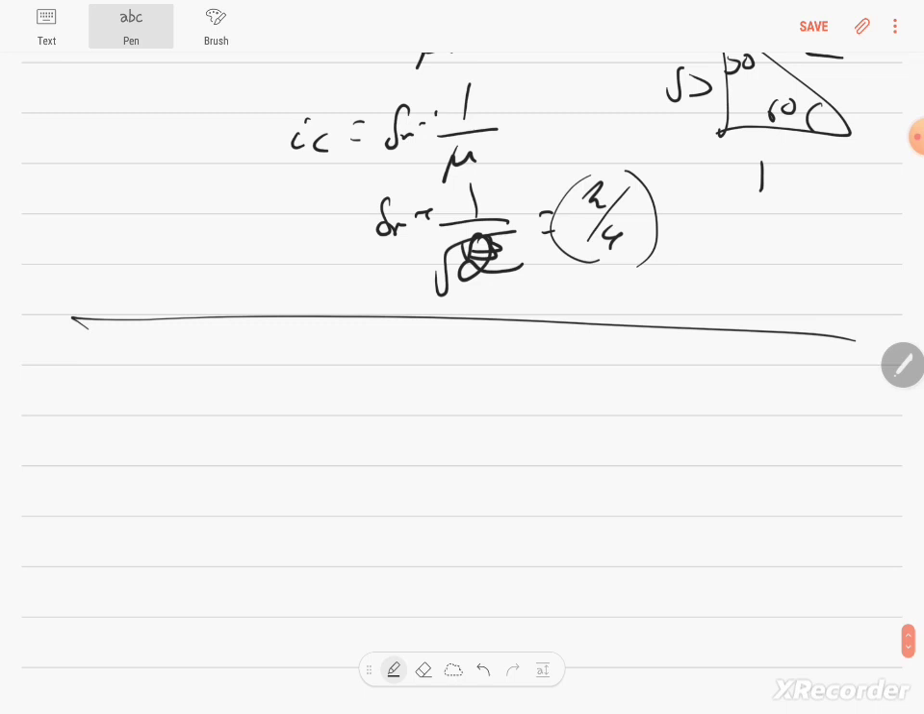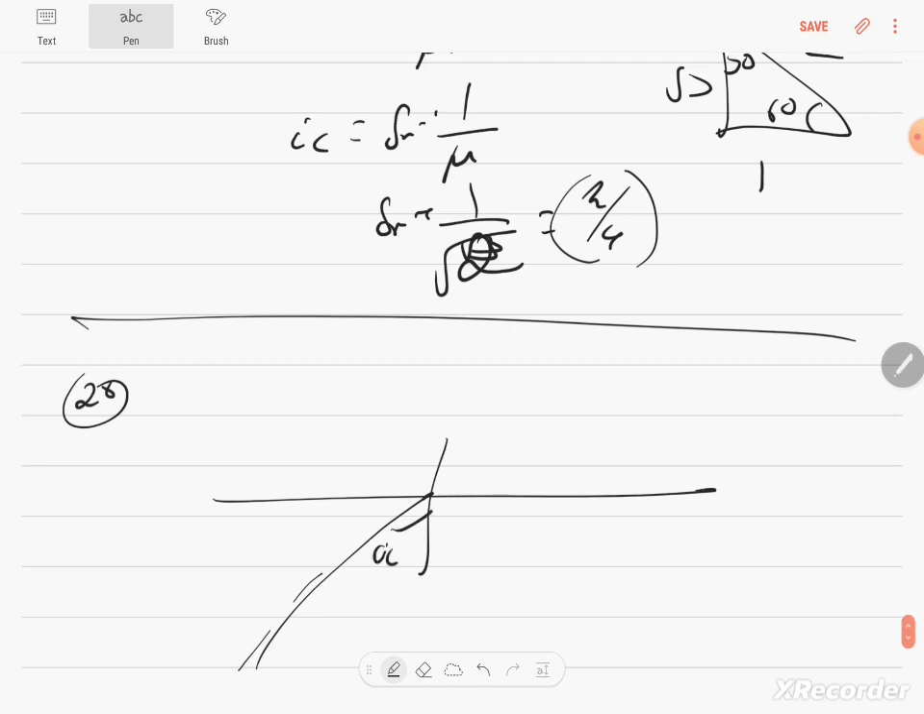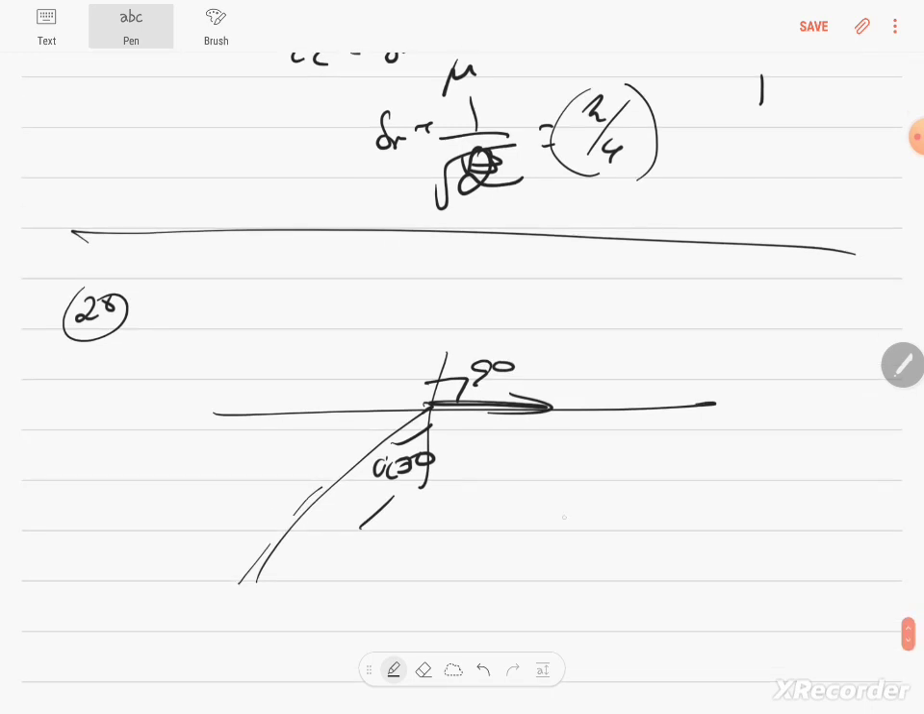So let's go to the next question, example 26. Calculate the speed of light in the medium with critical angle 30 degree. So there is a medium in which the critical angle is 30 degree. When the critical angle is 30 degree, the angle of refraction will be 90 degree. You know that in this case total internal reflection, therefore IC is equal to sin inverse of 1 by mu.